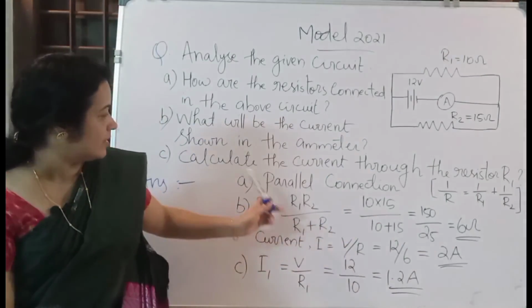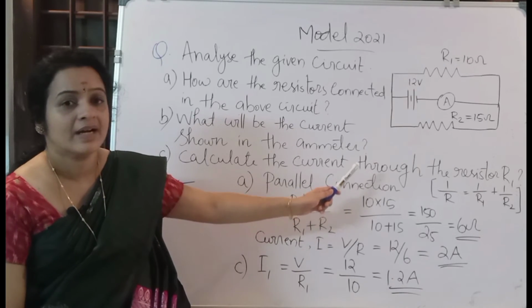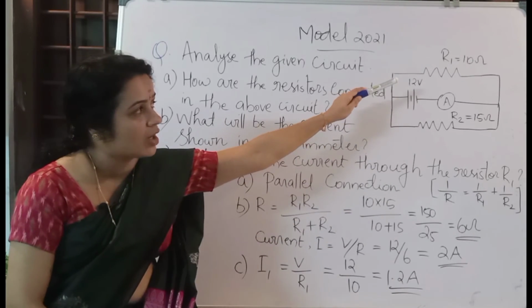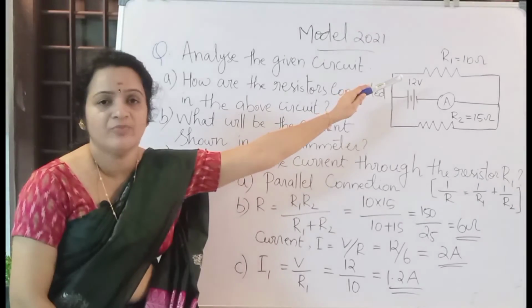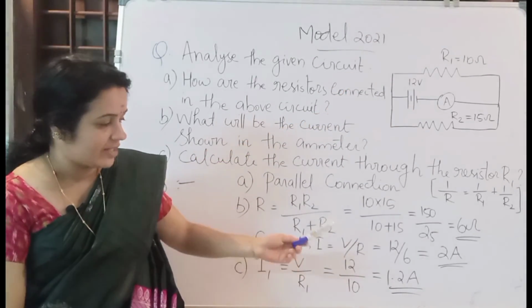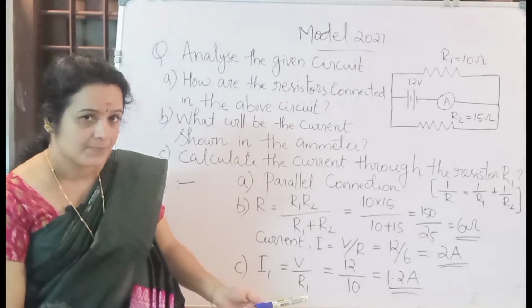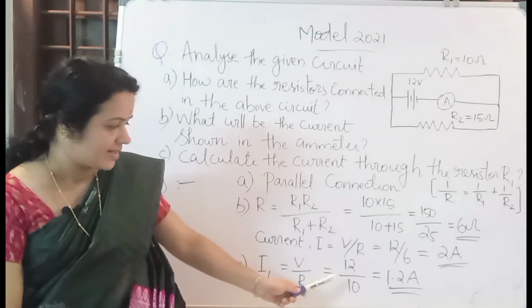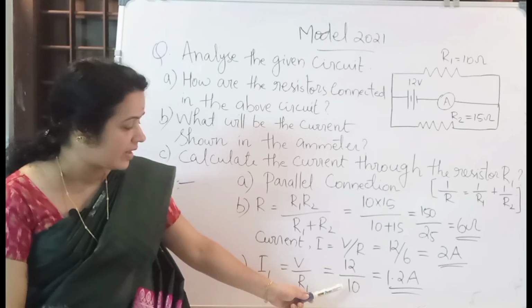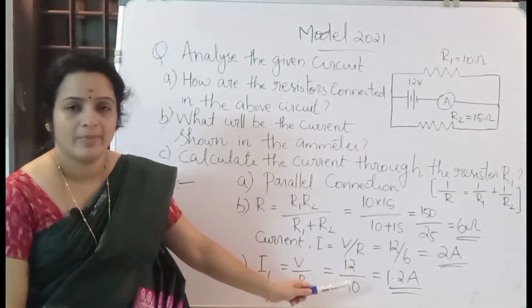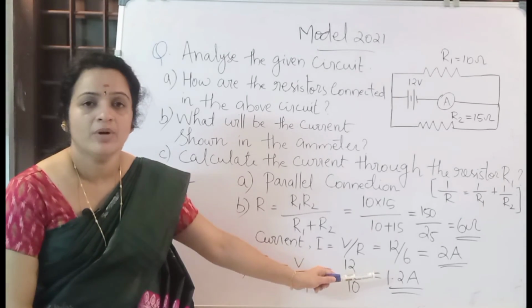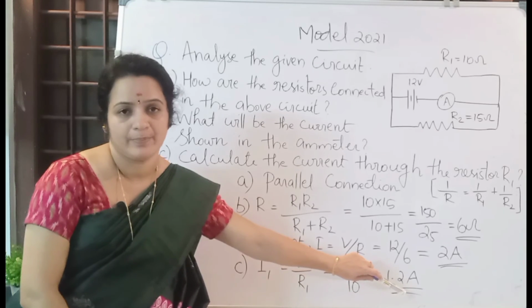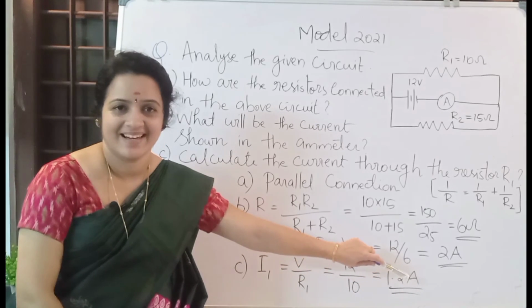Okay. Now the third question is to calculate the current across R1 only, that is across 10 ohm. So how did we calculate? Yes, I1 is equal to V by R1, that is V is 12 and R1 is 10. So 12 by 10 will be equal to 1.2 ampere. Okay, is it clear? You can wind up the video.